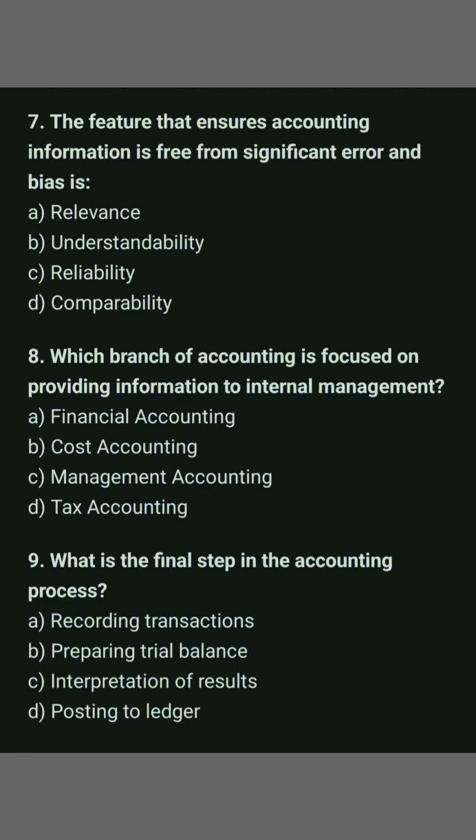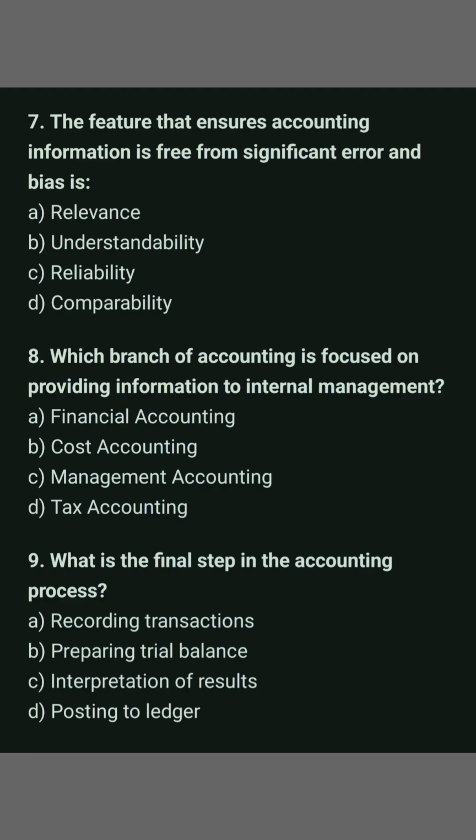The feature that ensures accounting information is free from significant errors and bias is, वो कौन सा फीचर है जो हमें बताता है कि हमारी अकाउंटिंग जो है it is free from bias, it is free from errors. तो ऑप्शन जो है, that is relevance, understandability, reliability, comparability. You can make a guess.